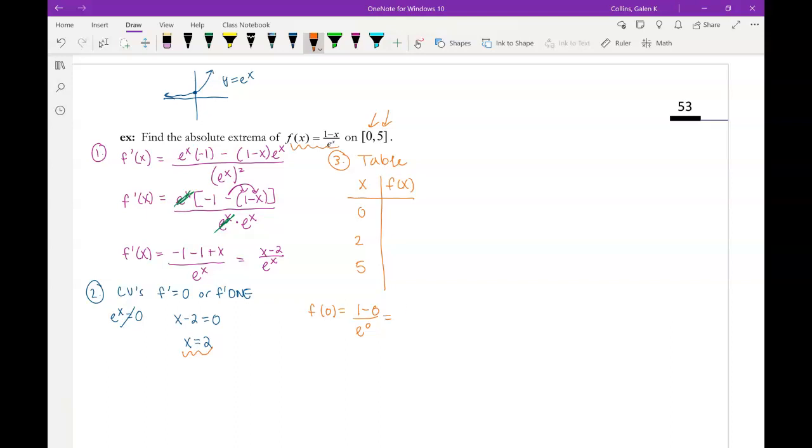Well, 1 minus 0 is 1, e to the power of 0 is 1, so f of 0 is just 1 divided by 1. For f of 2, I have 1 minus 2 over e squared, and that is just -1 over e squared. And then lastly, for f of 5, I have 1 minus 5 over e to the 5th, and that is just -4 over e to the 5th.